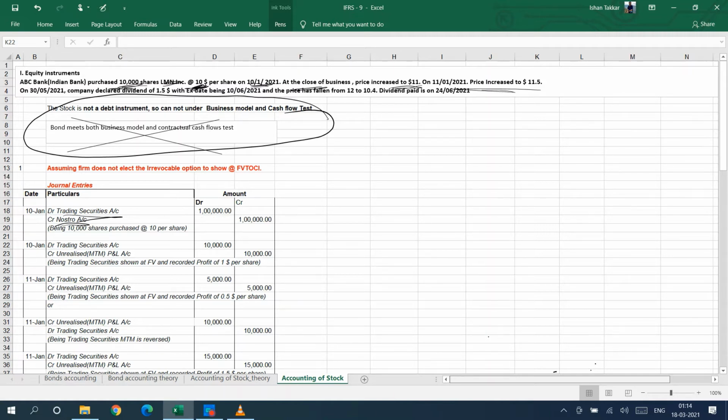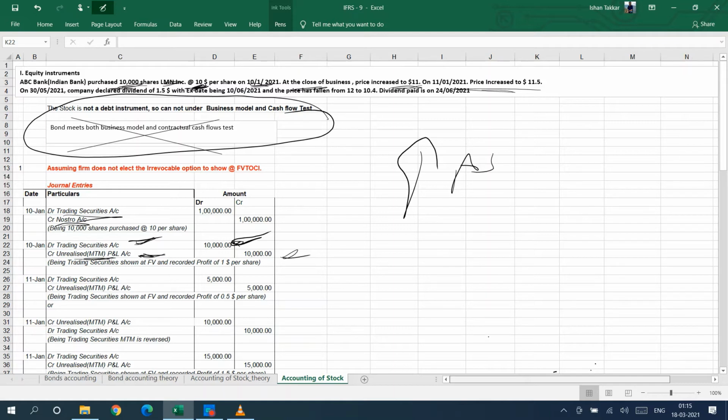And when the price increases, your asset is increasing, and an increasing asset should be debited. Which asset is increasing? The trading securities asset. So they will debit the trading securities account. And what should you credit? It's your profit, the unrealized MTM P&L account. They open an account from which they take it to the profit and loss account. That account name is unrealized P&L. So trading securities account debit, to unrealized P&L account.